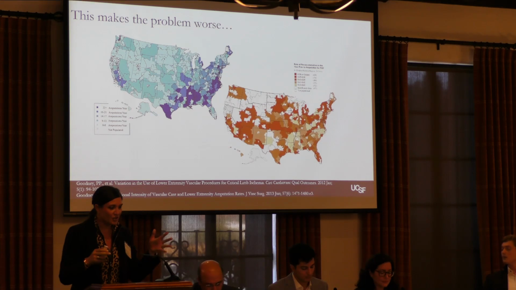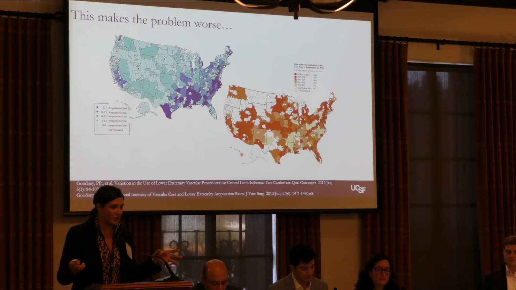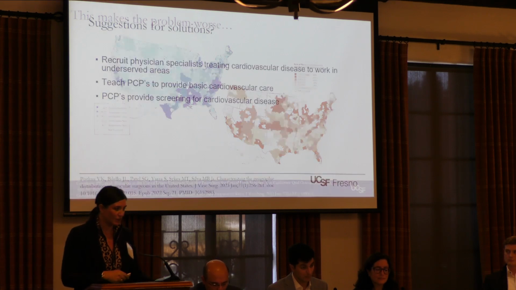And you can see there's a huge discrepancy in the rate of revascularization in the years prior to patients actually receiving an amputation. So there's a huge variation in care that's being provided across the United States. So how do we streamline that to where everybody's getting the same care and everybody's getting good care?